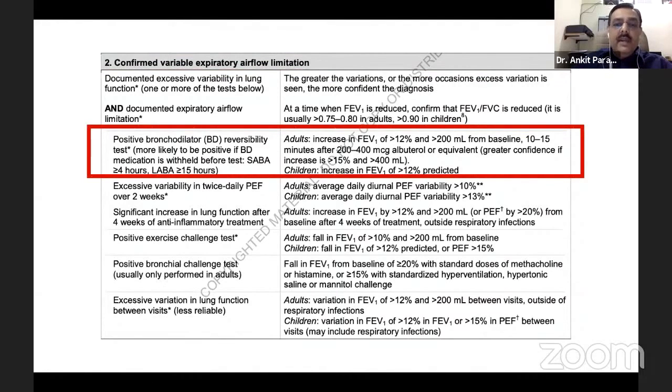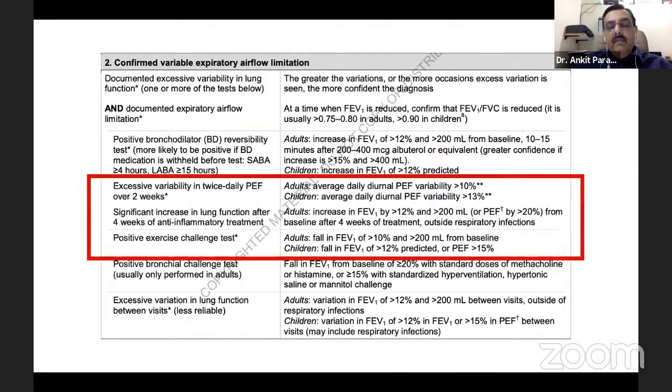The commonest way we do it is by giving a bronchodilator and seeing what the improvement is after 15 to 20 minutes when we repeat the spirometry. So improvement of 12% or a more than 200 ml change from baseline is suggestive of reversibility. Now, if there is no reversibility, then some people will look at an exercise challenge, which means that you ask the child to exercise, and if the FEV1 falls by more than 10% or 12% in children, then it is considered to be reversible. So this is a challenge test as compared to a bronchodilator reversibility, where you are trying to look at improvement.